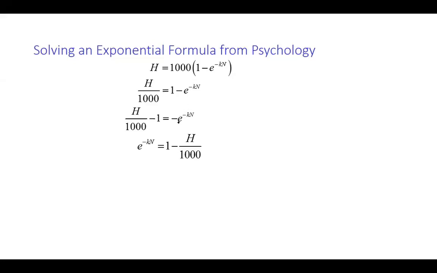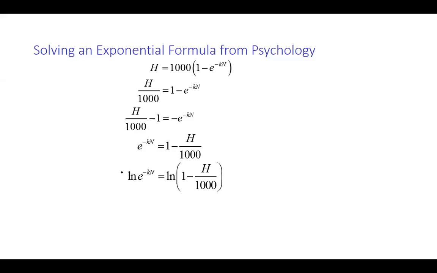So what we have so far is e to the power of minus kn. I'm going to multiply each term by -1, so I can eliminate this coefficient here. So it would be 1 minus h over 1,000. Now I need to take a natural log of both sides, so I can solve for my unknown. So if the variable that you're solving for appears in the exponent, and you cannot make the base the same, then you can take a natural log of both sides. You could take a log of both sides also. So we're going to take a natural log of both sides.